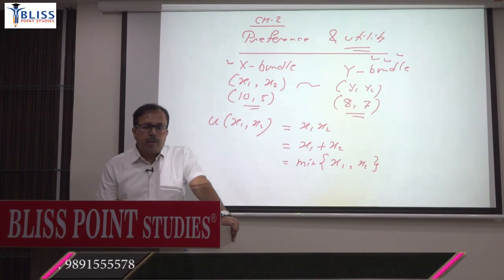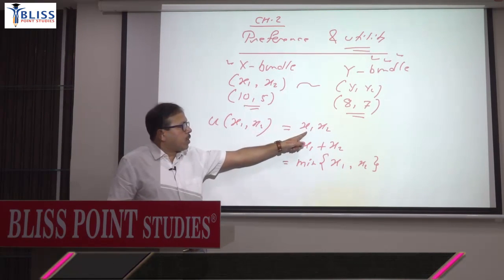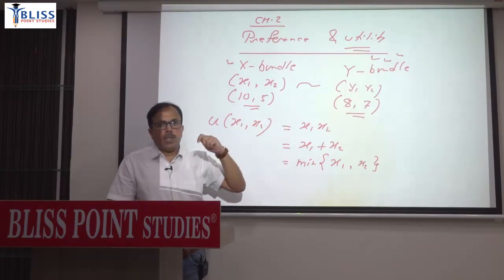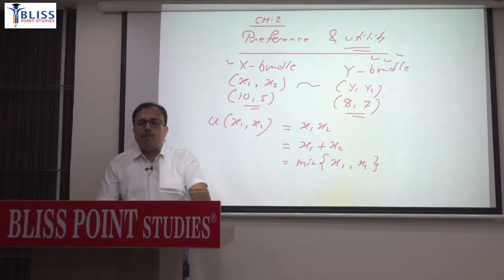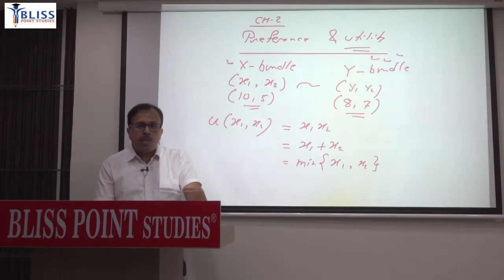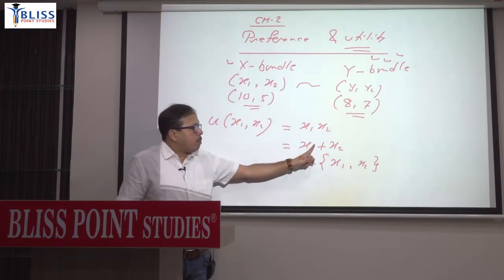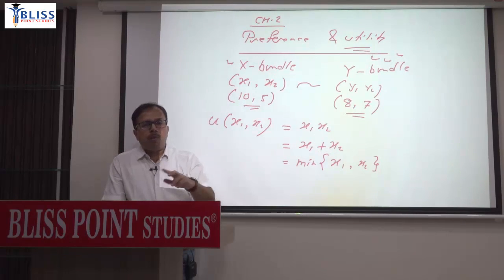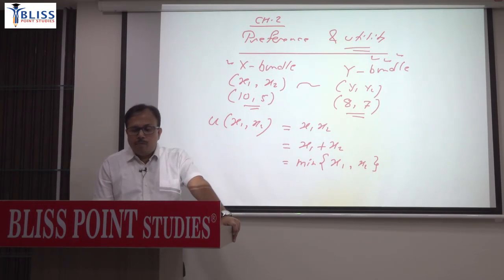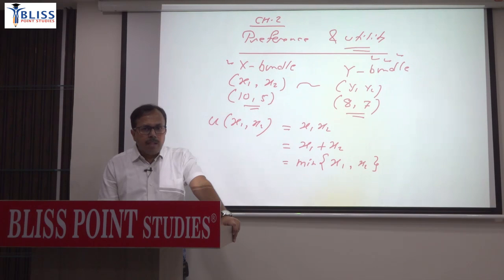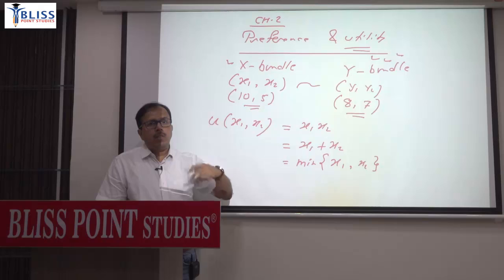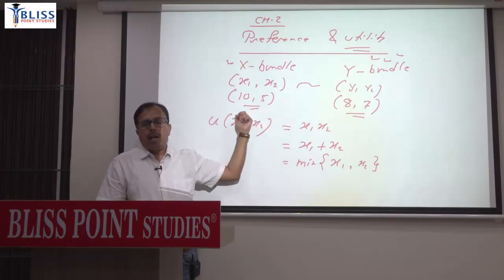Clear? I repeat, if you have written x1 into x2, तो ये बंडल हमने यहाँ पुट कर रखा है, वहाँ से यूटिलिटी कैलकुलेट कर ली. Alternate bundle को भी यहाँ put करेंगे, utility calculate करेंगे, और जिस bundle की utility greater होगी that will be preferred. If it is x1 plus x2, तो same bundle को आपने x1 plus x2 करके निकाला 15, 8 plus 7 15. Utility is same from both bundles, so you are indifferent. But if it is minimum, then 10 comma 5 minimum number is 5, 8 comma 7 minimum is 7. Utility will be 7 from that bundle and 5 from this bundle.